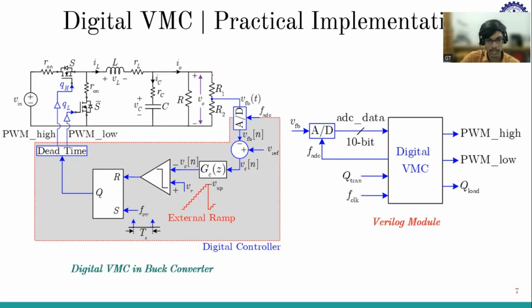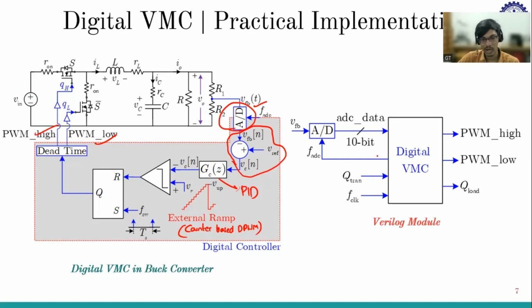So the V0 is being passed through a resistor divider, which will give V feedback, passed through analog to digital converter, and then subtracted from the V reference to get the error voltage, and then passed through the PID controller to get the control voltage, and then it is being compared with the external ramp, which is like a counter-based DPWM. And it is again giving the reset pulse and the set pulse, which is going to the dead time block that we had discussed, which will give PWM high as well as PWM low.